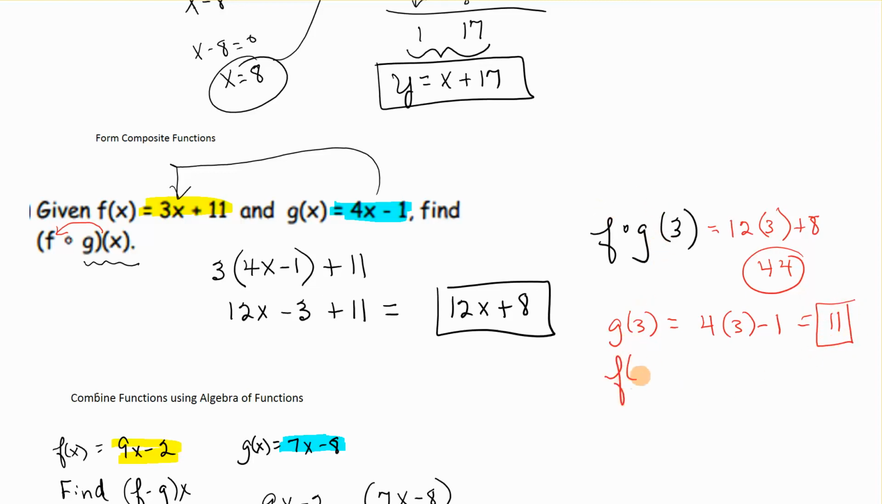So f of 11 would be 3 times 11 plus 11, which would be 44. So we got the same thing, but we did it a little bit differently.